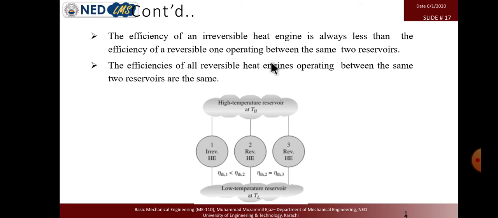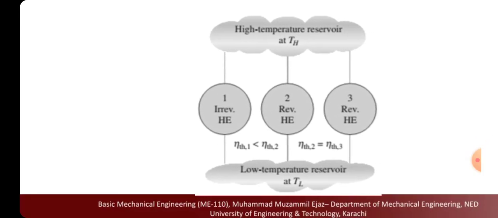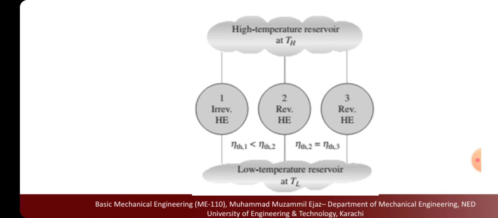The efficiency of reversible heat engines operating between the same two reservoirs is the same. Like in the picture, in the first picture, the heat engine has an irreversible cycle and the efficiency is lower than the second. The second process is a reversible cycle and its efficiency is equal: nth2 is equal to nth3. In the third case we again have a reversible cycle.